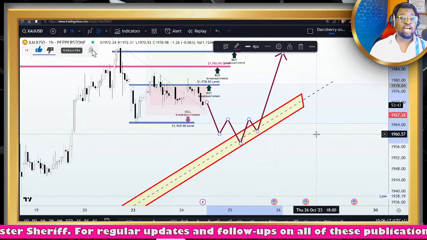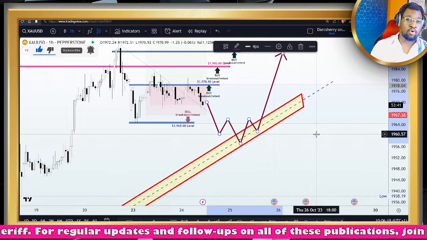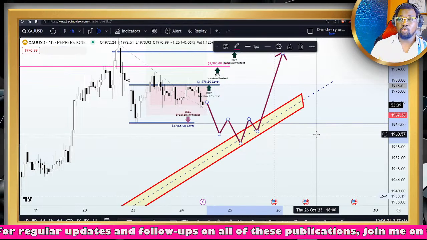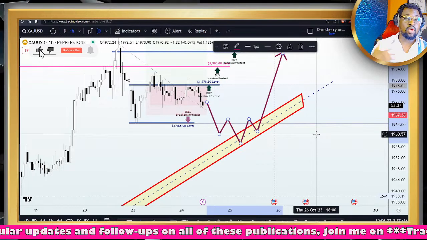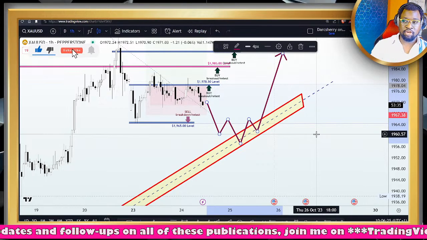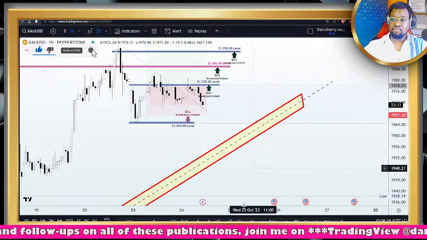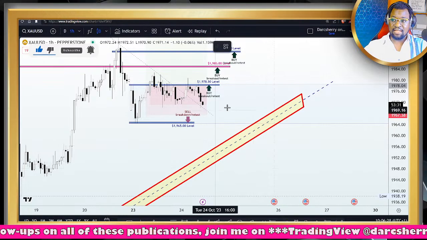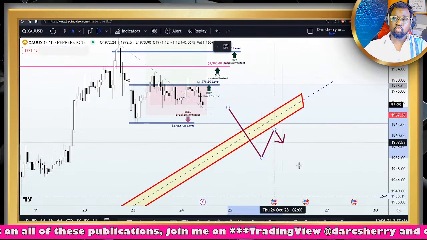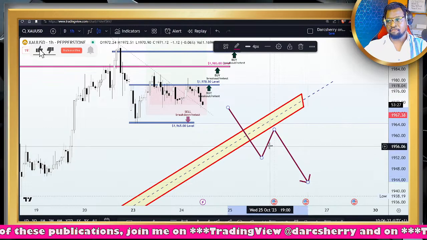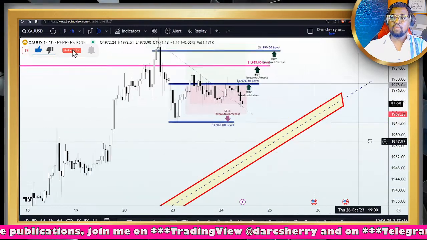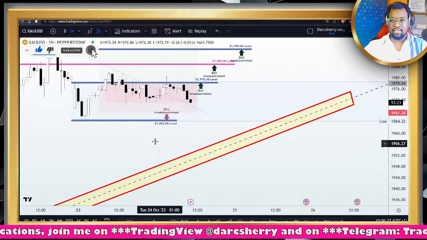So if we see double bottom structure around that area or head and shoulder patterns, then we want to mark out our neckline so that we can capitalize on the uptrend move. However, if price breaks down the ascending trend line, then we do want to be getting ready for a sell-off. Now, let's go back into what the current structure is saying.